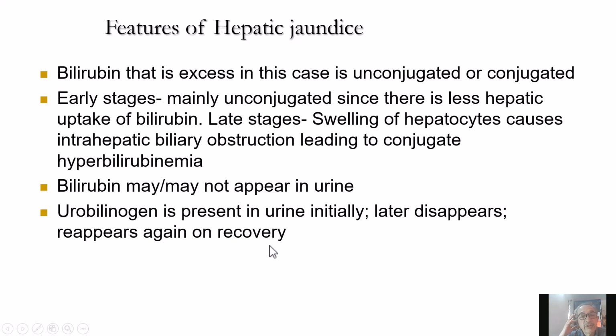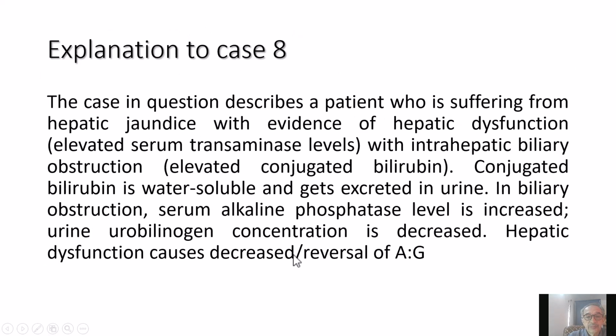Urobilinogen is present in urine initially. Later, when there is obstruction, it disappears, and it reappears on recovery. So urobilinogen is a good guide to recovery. Initially present, later it reduces and disappears, then reappears only on recovery. Liver functions are obviously abnormal, as you have seen.